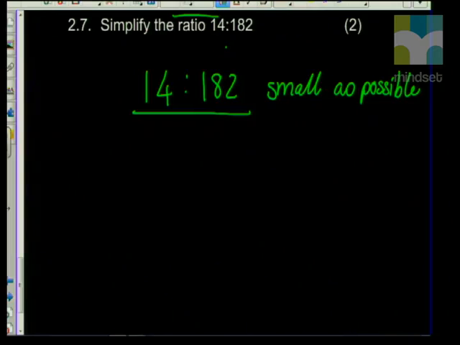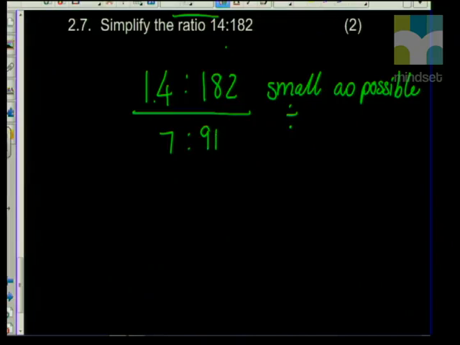What you always need to remember is that what you do to the one side, you have to do to the other, and in order to make it smaller, we always divide. Now, because they both end in even numbers, I know that they are divisible by 2. So I'm going to start off by dividing by 2. So 14 divided by 2 will give me 7. And if I halve 182, I will get 91.